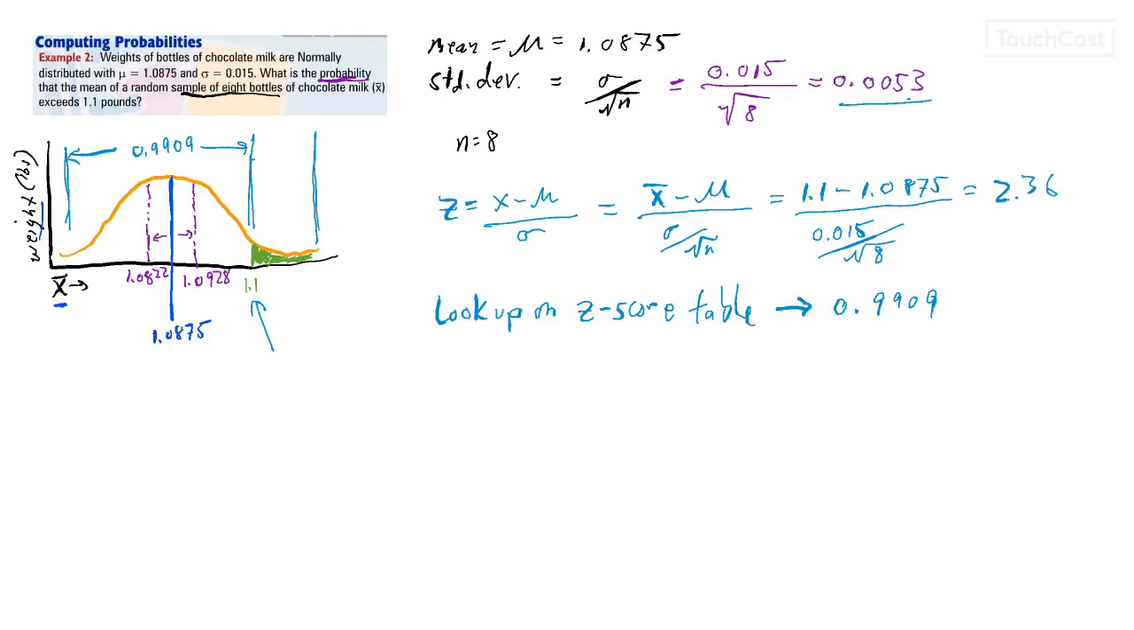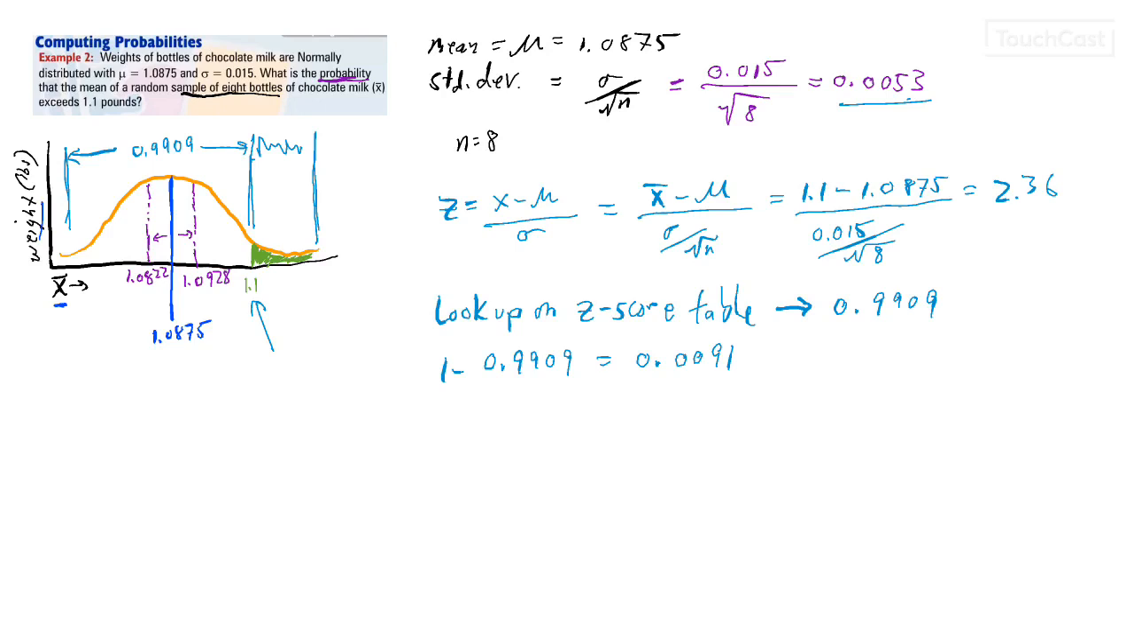We know that the total of all of the probabilities under this curve is going to be 1. If we add everything up, the total is 1, and we know that the side to the left is 0.9909, then 1 minus that should give us this little piece right here. So if I say 1 minus 0.9909, if I do the math on this, I should get 0.0091.